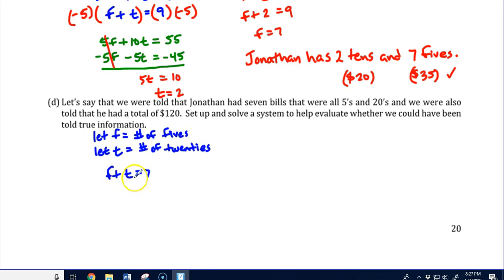So we got 7 bills, right? We're told that fact. And it was totaling $120. So the 5s are worth 5. The 20s are worth 20. And it all adds up to be 120. Okay, again, I'm going to try to solve it by elimination. Multiply by -5 again. Try to get these to be opposites.